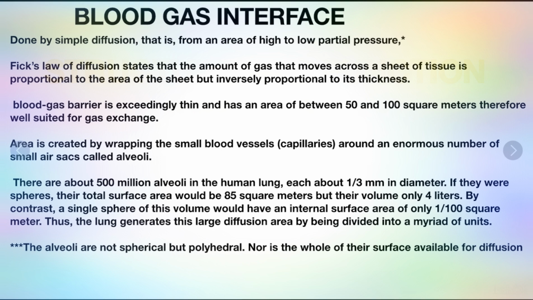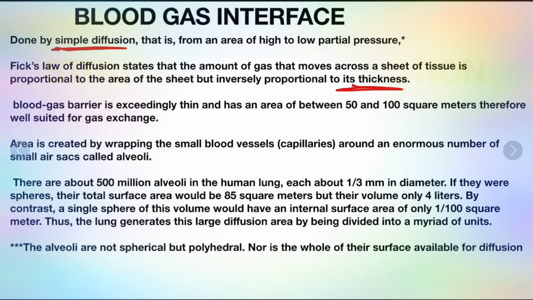Transport of blood gas is done by simple diffusion, that is, from an area of high to low partial pressure. Fick's law of diffusion states that the amount of gas that moves across a sheet of tissue is proportional to the area of the sheet but inversely proportional to its thickness. So if the area of the sheet is more, then diffusion will be more. If thickness is less, then diffusion will be more.